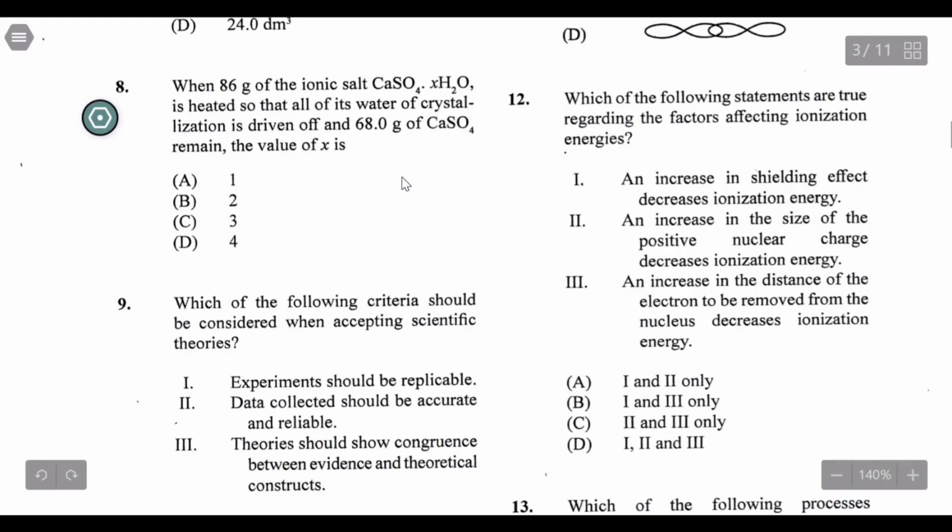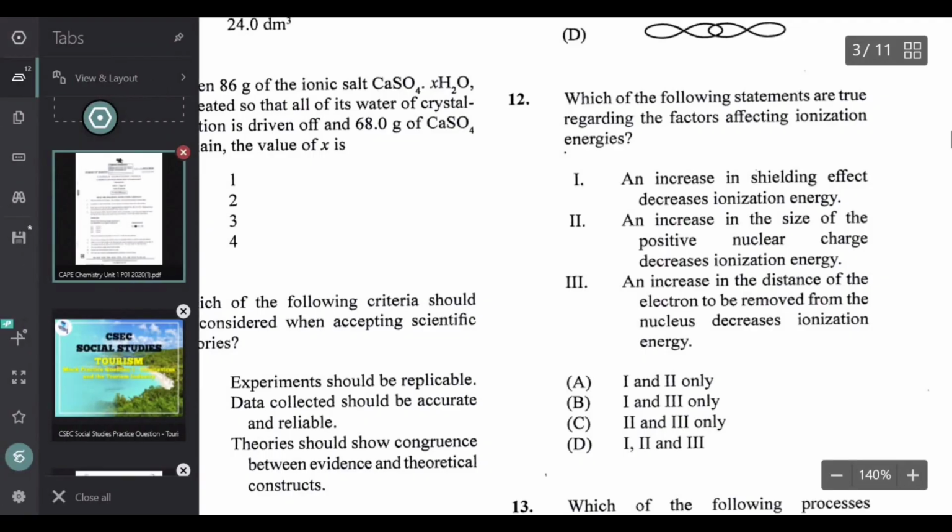Now, number 8: when 86 grams of an ionic salt, calcium sulfate dot some amount of water, so CaSO4 dot XH2O, is heated so that all of its water of crystallization is driven off, and 68 grams of calcium sulfate remains, what is the value of X? So yeah, what is the value of X?